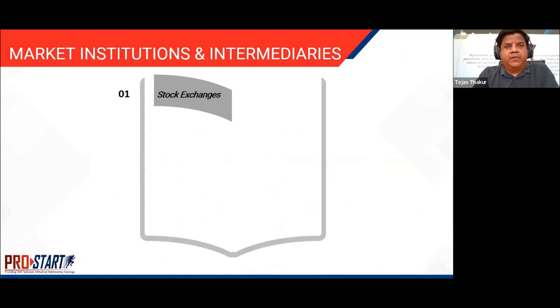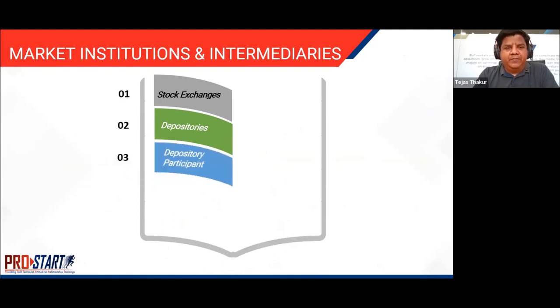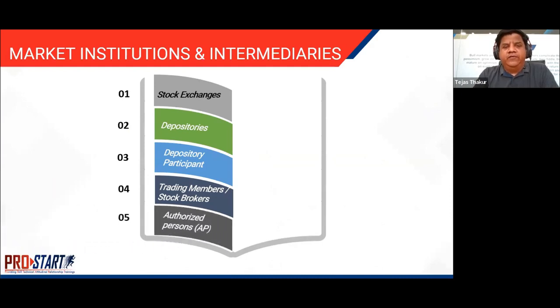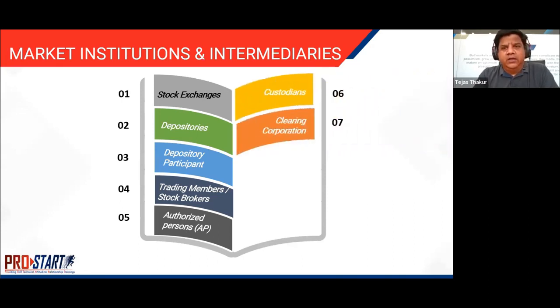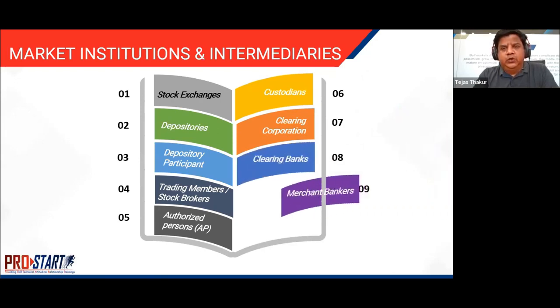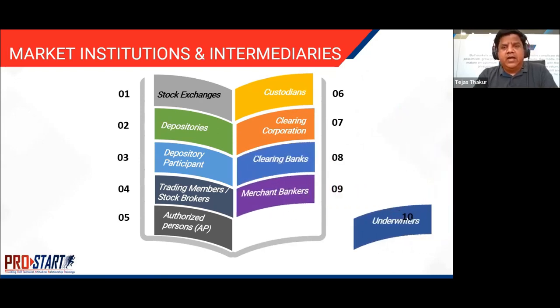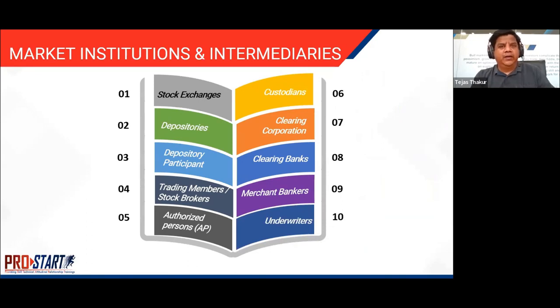So if you have to look at market participants, you have the stock exchanges, the BSE and the NSE. Then you have the depositories. Then you have the depository participants or the DPs as we call them. Then you have the trading members, the stockbrokers. Then you have authorized persons. Then you have the custodians. You have the clearing corporation. You have clearing banks. You have merchant banks. And finally, you have the underwriters. I'll quickly take some of them and explain what it is.